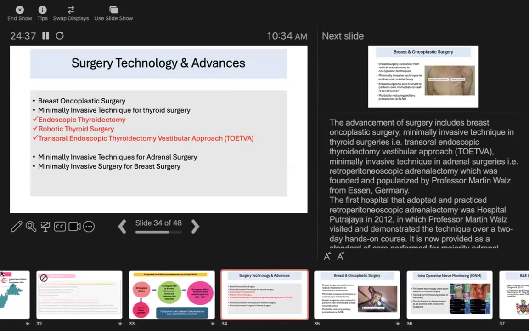On surgery and technology advances, the advances of surgery include breast oncoplastic surgery and minimally invasive techniques for thyroid surgery, which include endoscopic thyroidectomy, robotic thyroid and transoral. I think we are all well aware of this. And we have minimally invasive techniques for adrenal surgery, popularized by Professor Martin Walz from Germany, who first came in 2012 to Korea, when we had our first hands-on retroperitoneoscopic workshop.